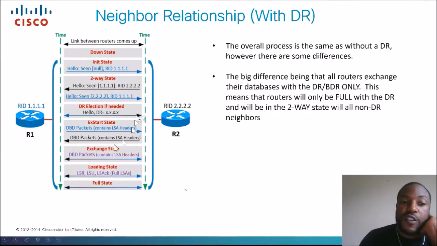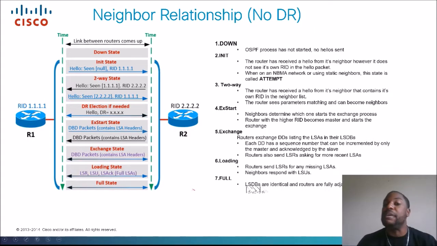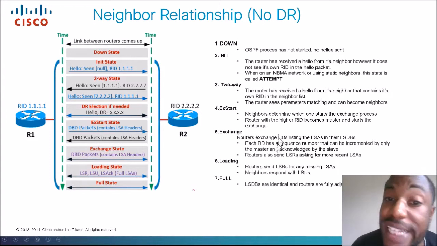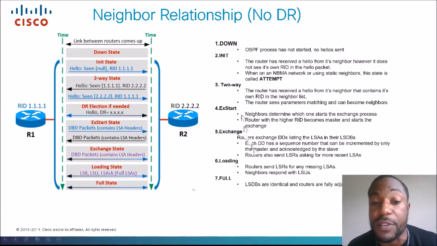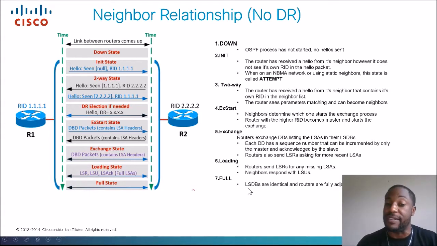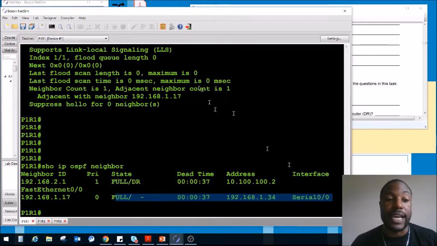Let's go back and check. Full means LSDBs are identical and routers are fully adjacent. So when it says full, obviously you don't want it to say down. If it does, they're not going to be neighbors. So that's what full means. The link state databases are identical, so we have the same information, our information matches, and the routers are fully adjacent. That's a good sign right there, basically.